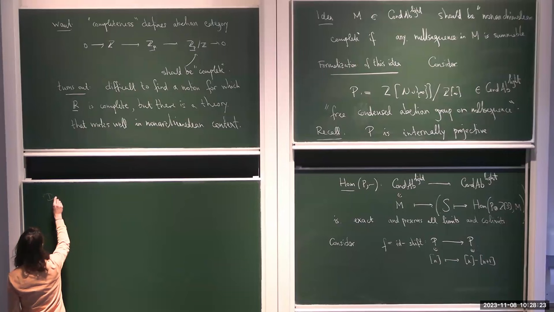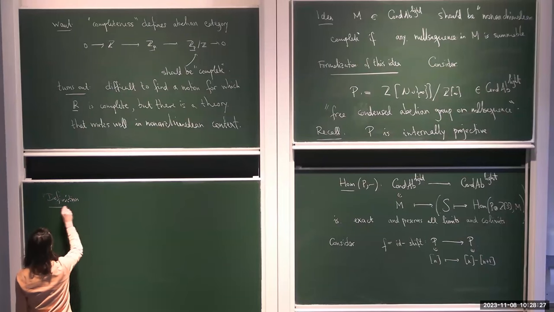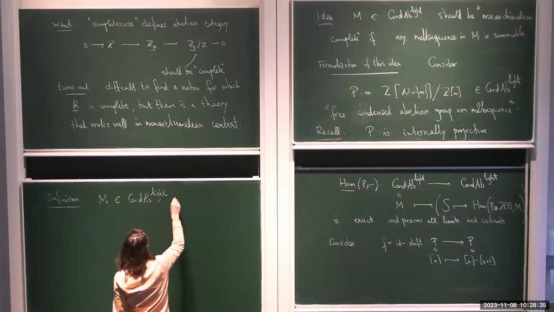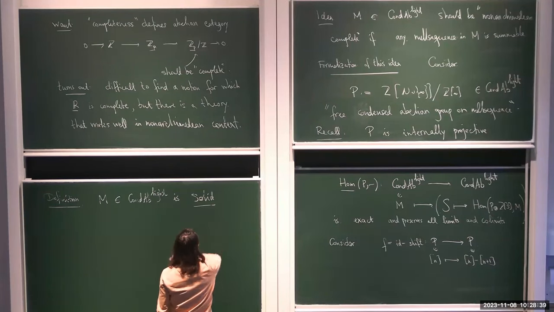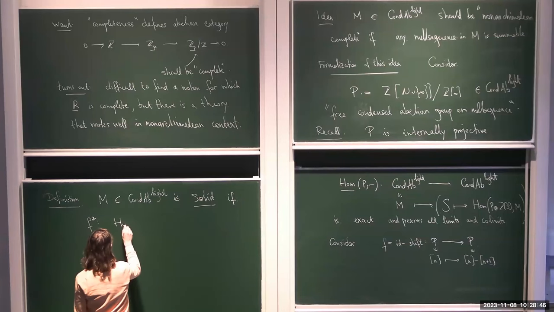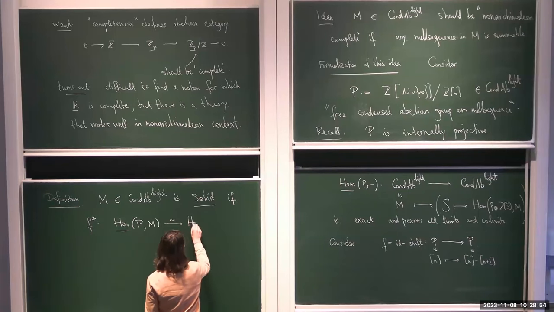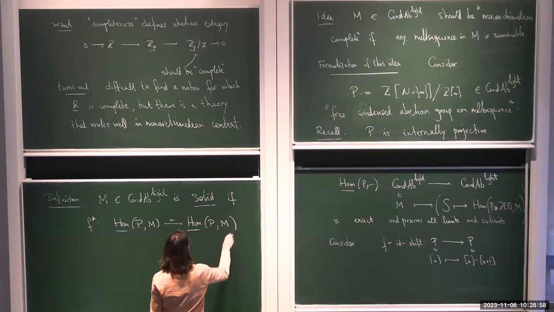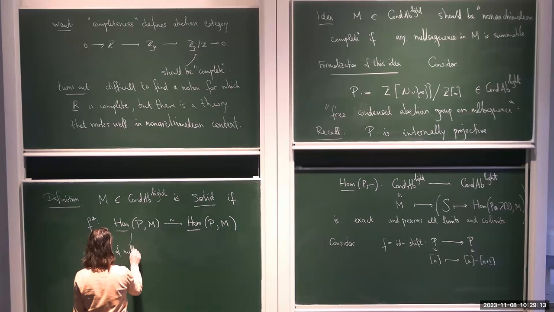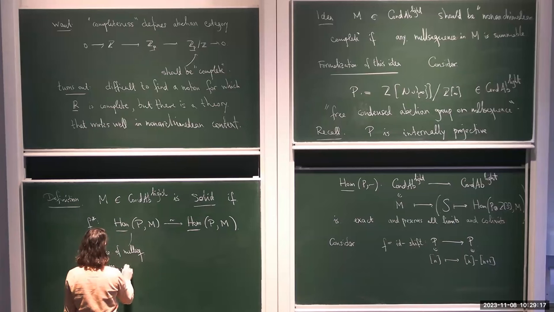And then we make the following definition. The light condensed abelian group M is solid if the map induced by F on the internal Hom is an isomorphism. So this is basically the space of null sequences m0, m1, and so on.